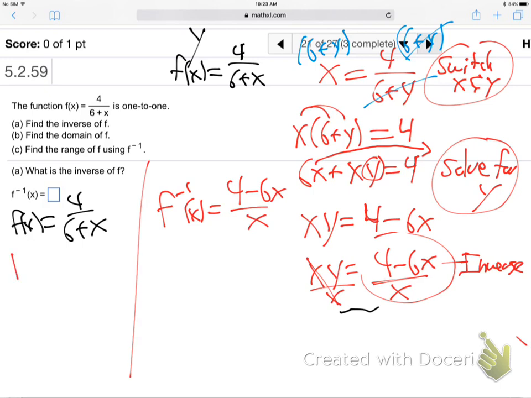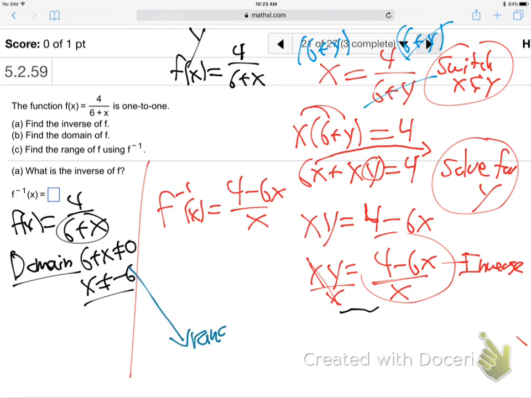And so now the domain here, we already said the denominator cannot be 0. So 6 plus x cannot be 0. So x cannot be negative 6. That's the domain for that one. So what does that automatically become? The range for the inverse. X cannot be negative 6. It's the range for the inverse. Now let's come up here and find the domain of this one. What's the domain of the inverse?